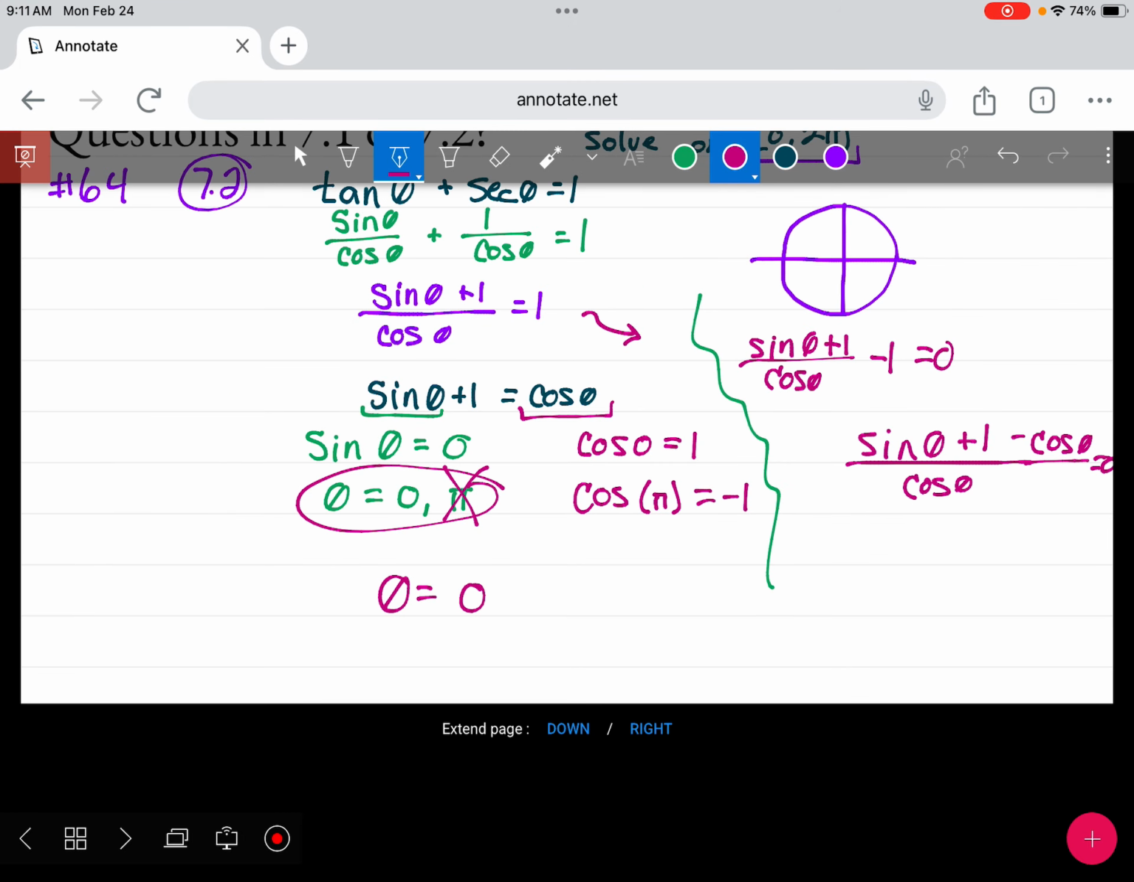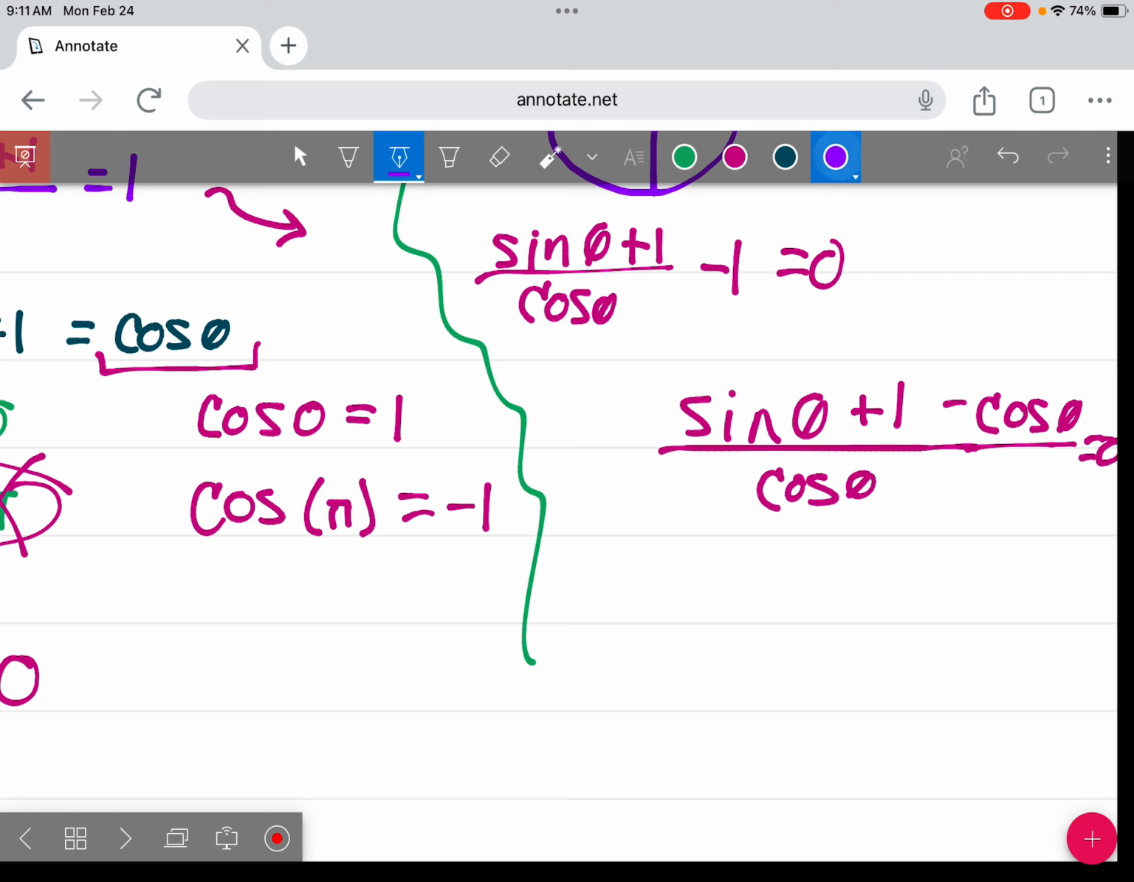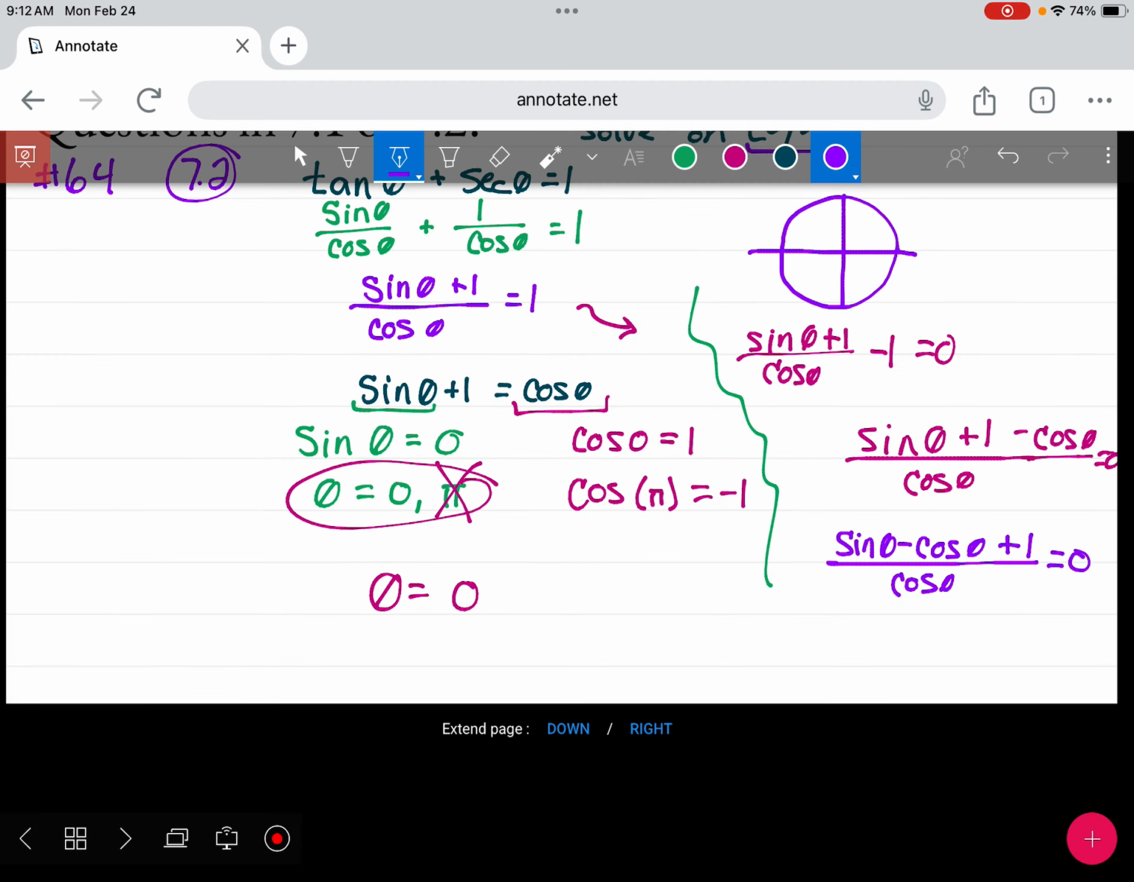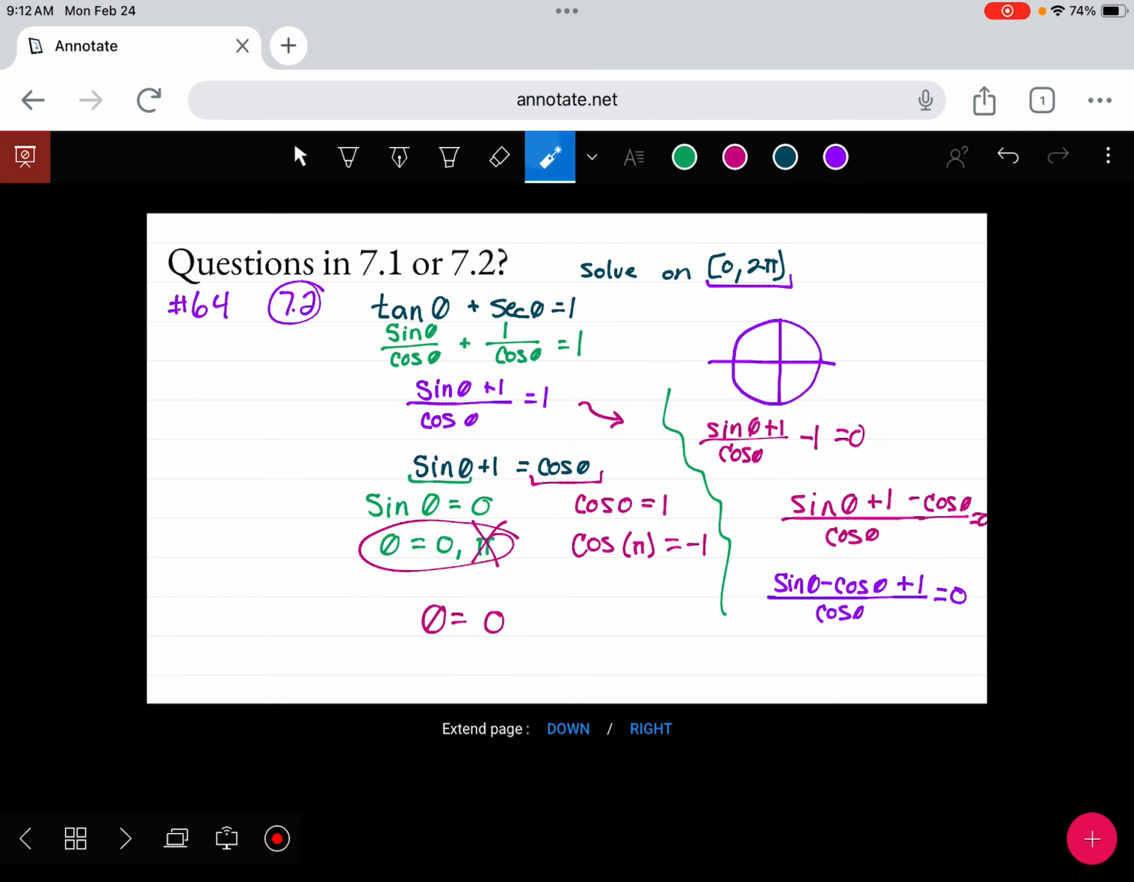Honestly, I've not worked it this way before, so I'm kind of making it up as we go. All right. So you can do it this way, where we have our sine theta minus cosine theta plus 1 over cosine equals 0. It's going to get us exactly back to where we were on the other one. So honestly, I'm not sure if there's a way you can algebraically get through it. I'm not seeing one off the top of my head. I think this is kind of going to be the way we go through it, since we're on the interval and we're looking at our unit circle anyway.